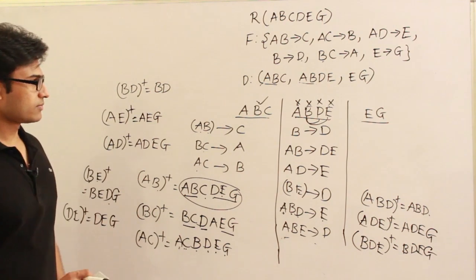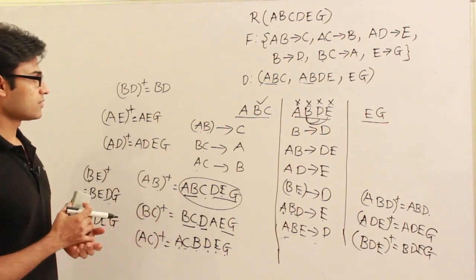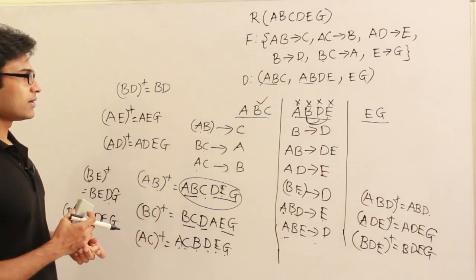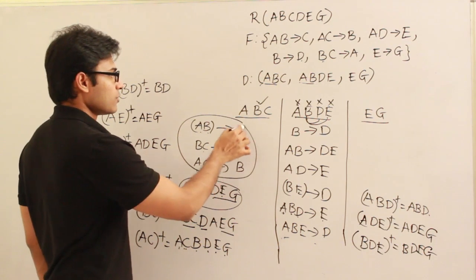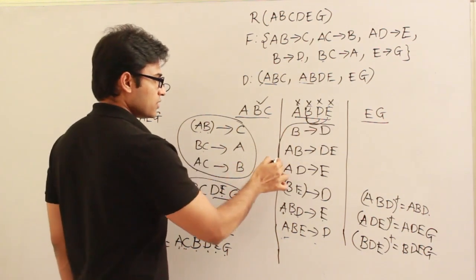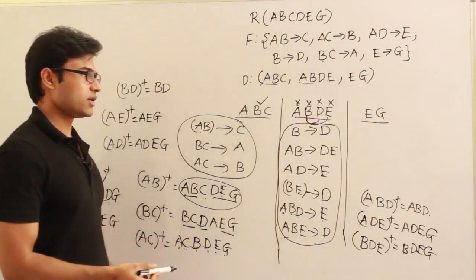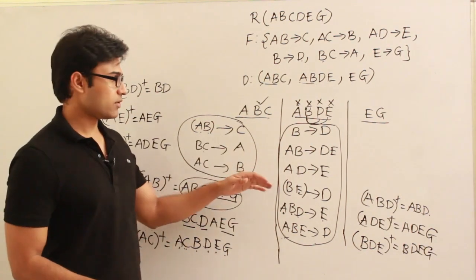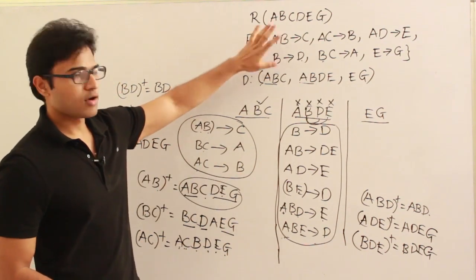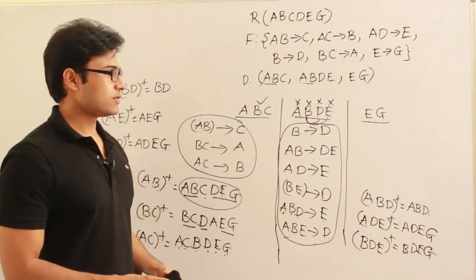You could try out other methods, but I really don't suggest you trying any other than this, because without using these closure properties, you might miss out some of the dependencies. I don't want you to miss out any dependencies. Those dependencies, you will say it is not preserved. That is why you do this method.